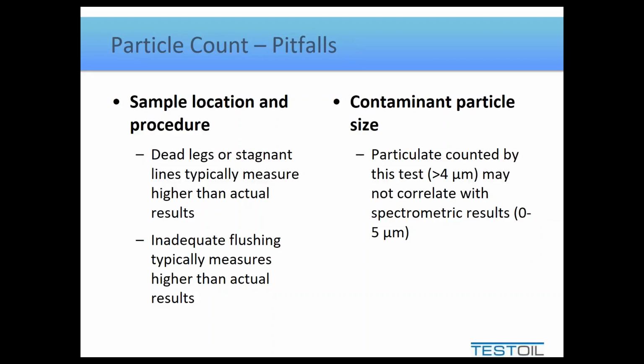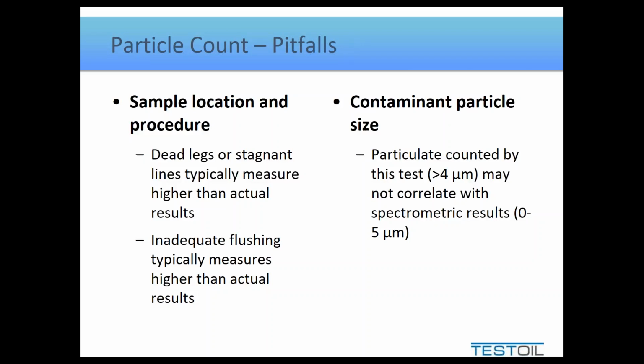One last comment about particle counting, and this is a big one, is that particle counting is 4 microns and up. For those of you who attended the webinar about wear metal analysis, you already know this, but for those of you just joining us, when it comes to elemental spectroscopy, those results are typically in the 0 to 5 micron range. What that means is that these two tests will not necessarily correlate.